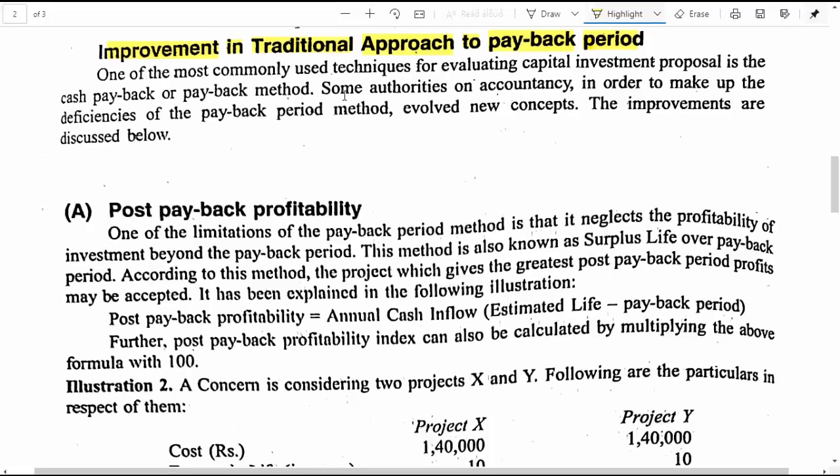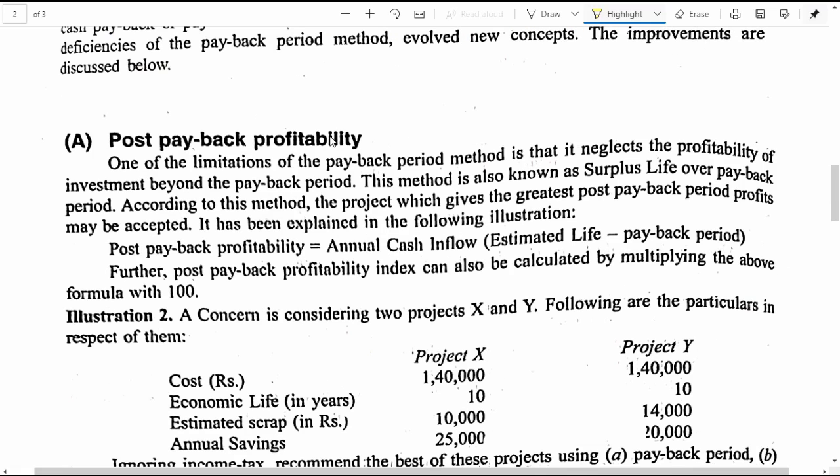One of the most commonly used techniques for evaluating capital investment proposals is the cash payback or payback period method. It's mainly because of its simplicity. It's very easy for people to understand and also to use without consuming much time. Some authorities on accountancy, in order to make up for deficiencies of the payback period method, evolved new concepts. As I said, there are three improvements taken place to the traditional approach of payback period method. Let's get into the details of the first one.